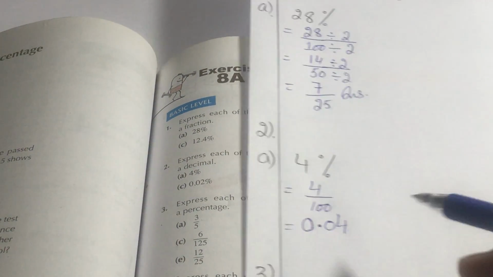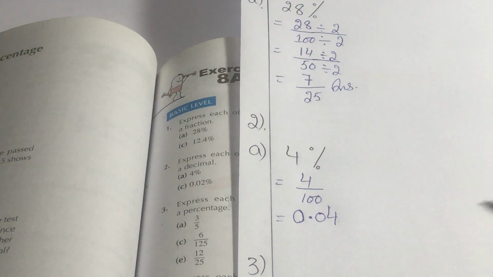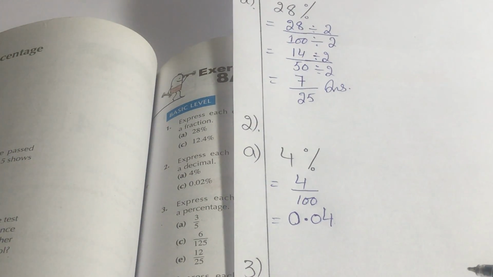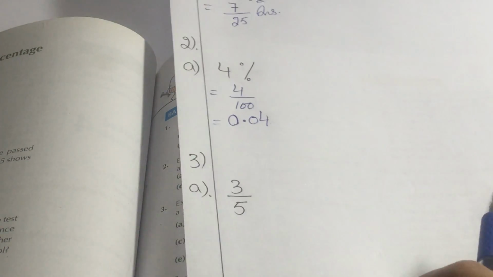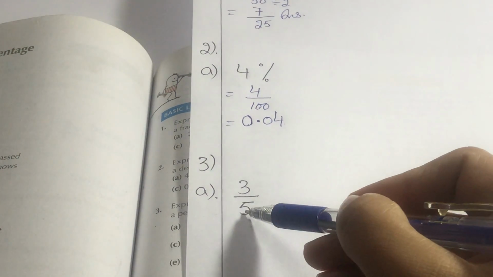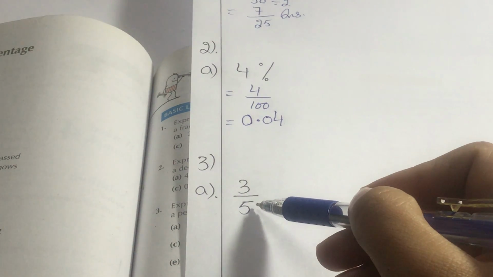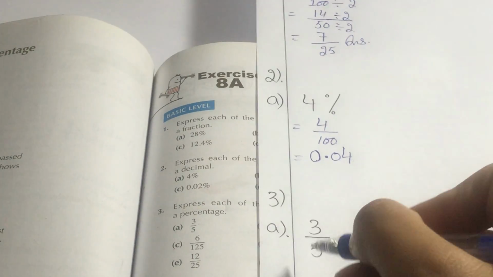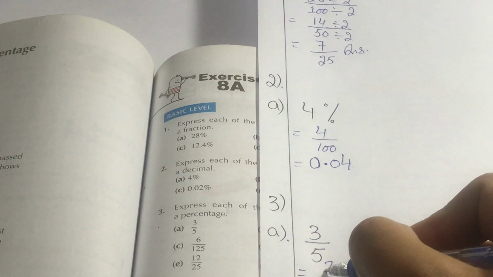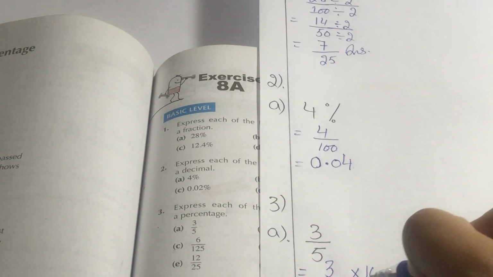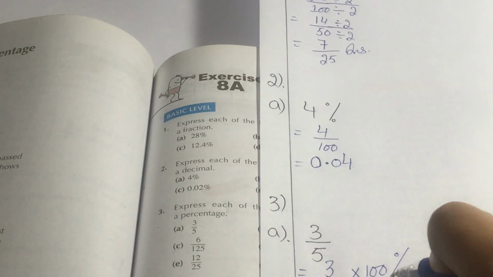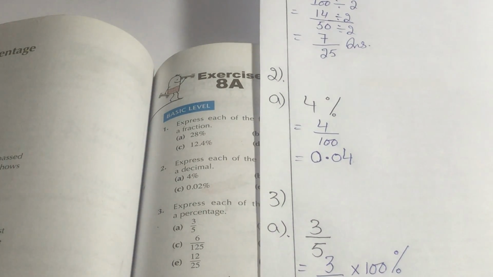How will we do that? Let's see. Our first part is 3 over 5. Students, we have 2 ways to solve this sum. We can make our denominator 100 by multiplying with 20, or you can directly multiply your fraction with 100% to convert your fraction into a percentage.